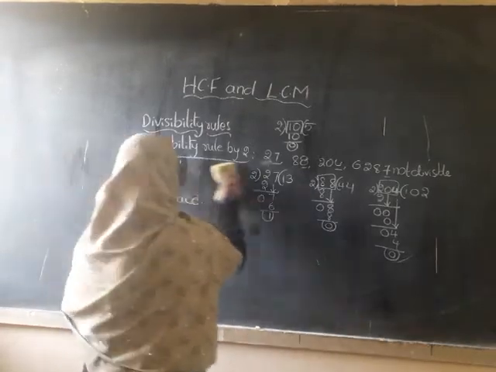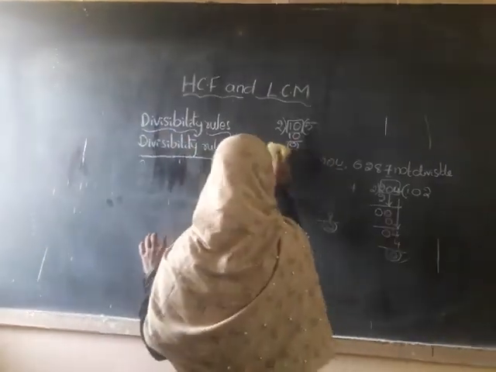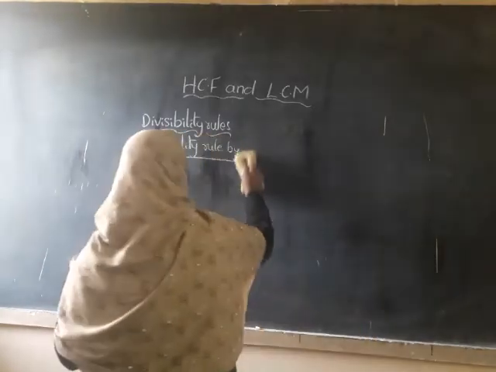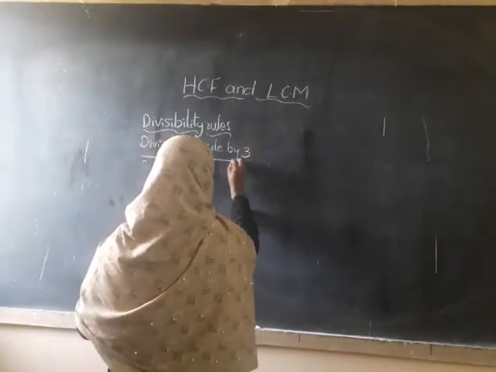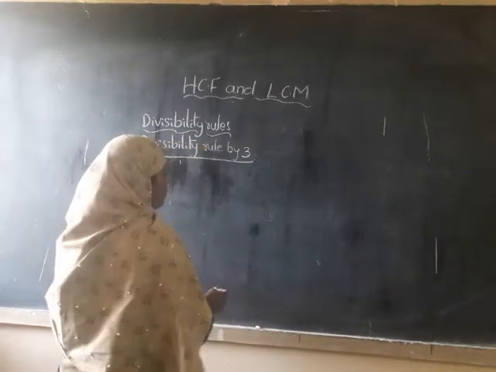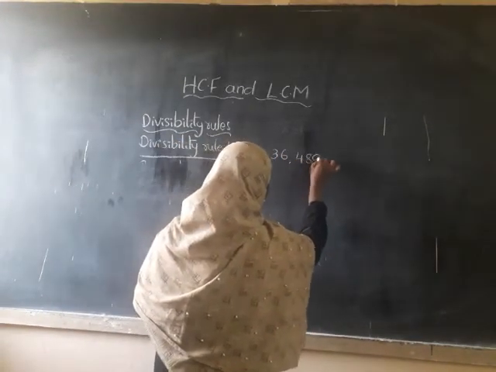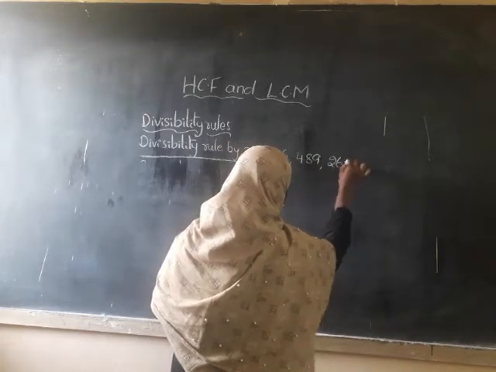Now move to the next rule. What is the rule? Divisibility rule by 3. So take 36, 489, 261.